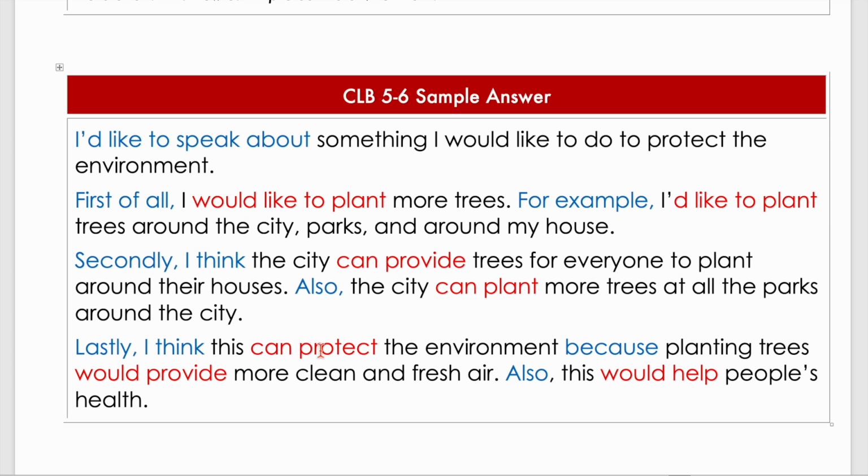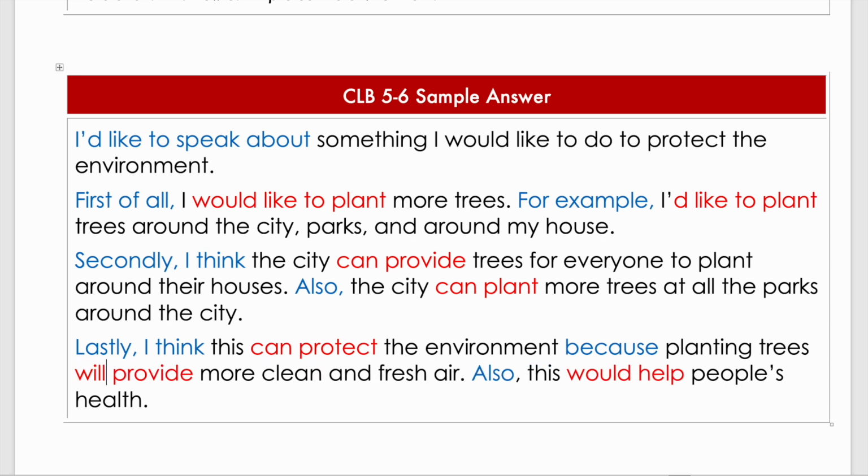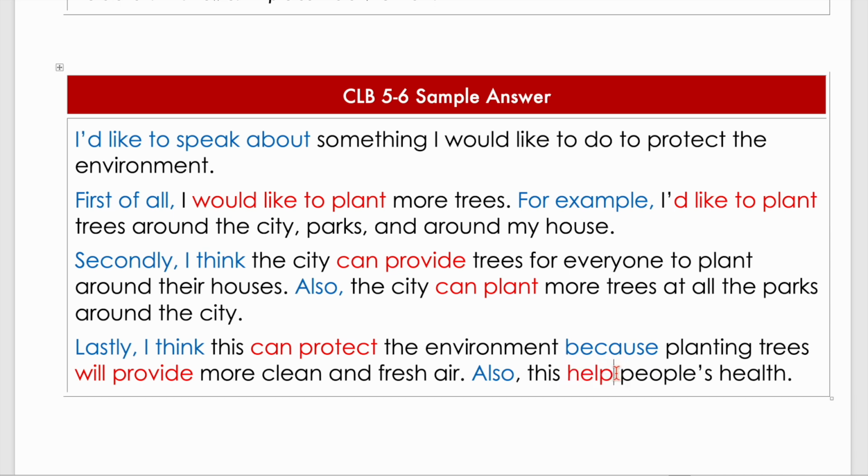I remember in my class, we were practicing this using would, so that's why there's a lot of would here. Can, and because planting trees would provide, instead of would, we can also use will. Will provide more clean air. Also, this would help. So here we use can, here we use will. We can use would, but we can also use helps.